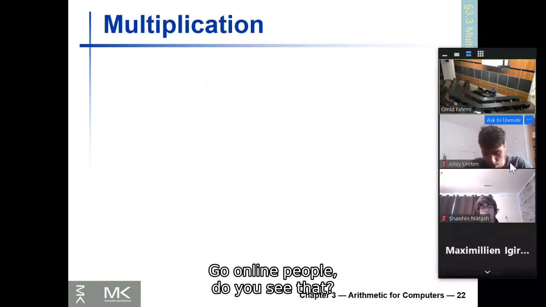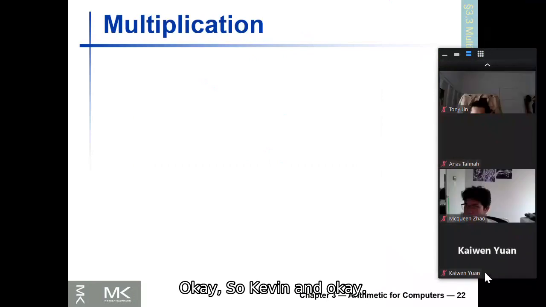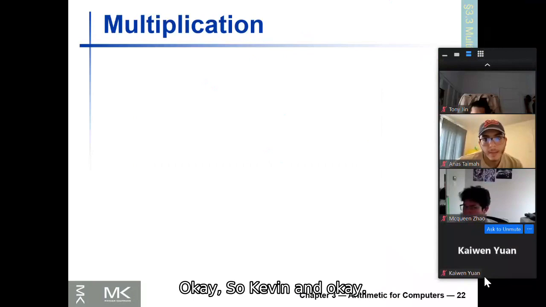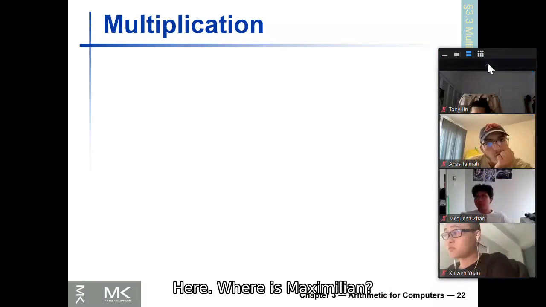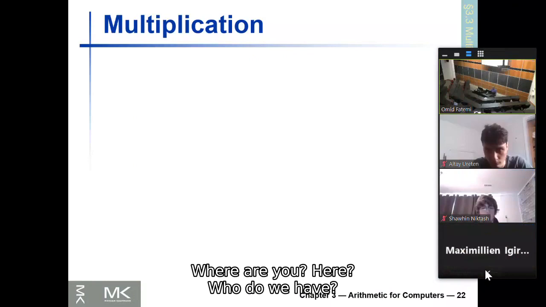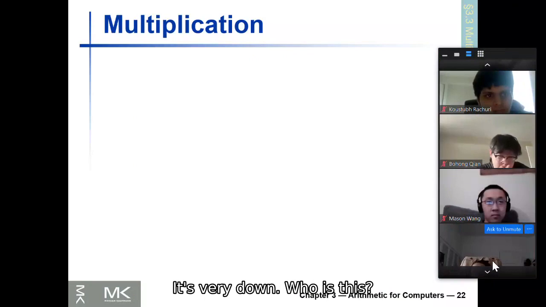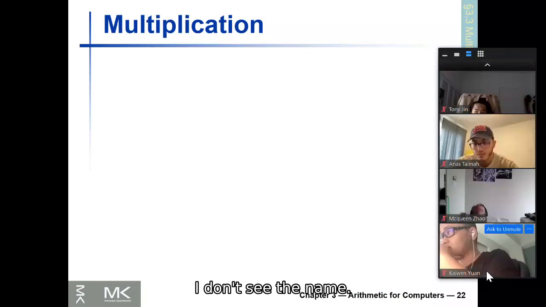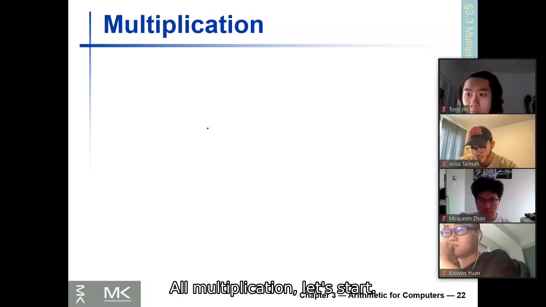Online people, do you see that? Okay. So Kevin and Max. Okay, Kevin is here. Where is Maximilian? Maximilian, where are you? And here, who do we have? Oh, it's very down. Who is this? I don't see the name. Okay, Tony. Tony, you are very down. Okay, good. Yes, very good.